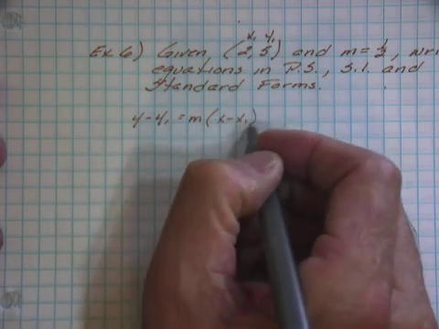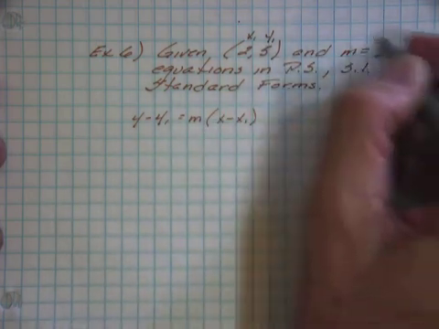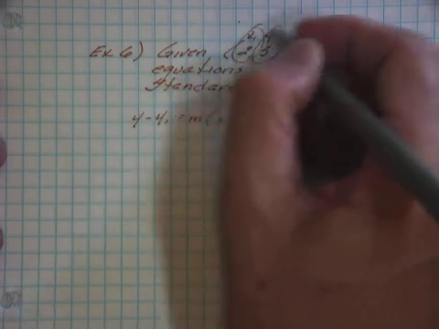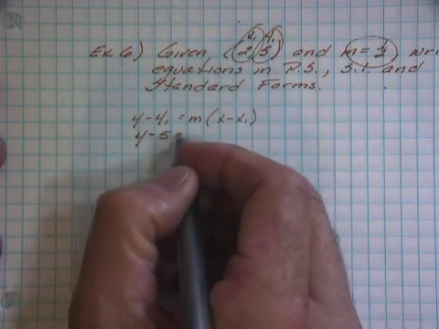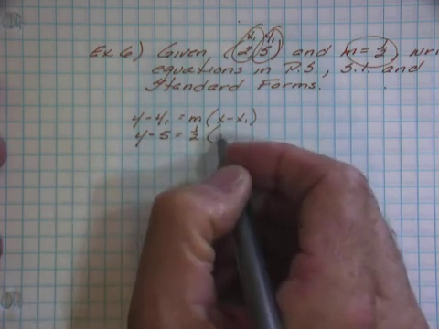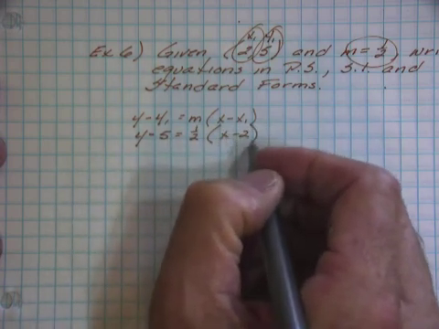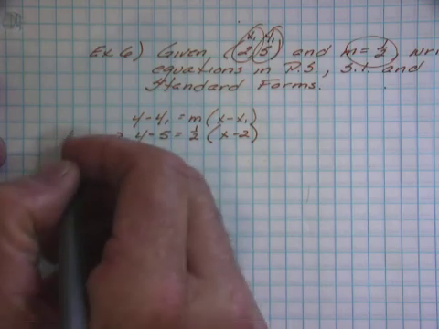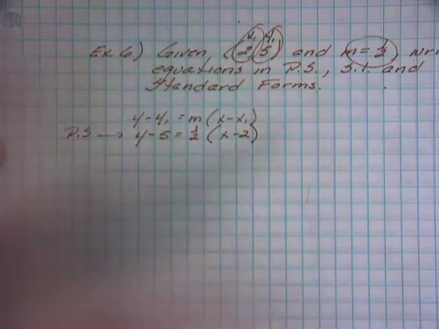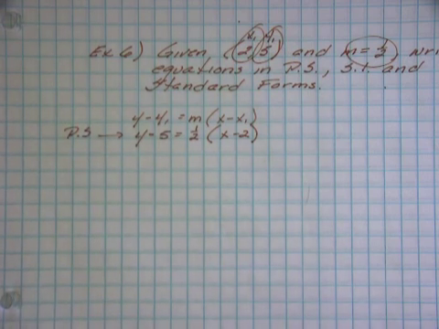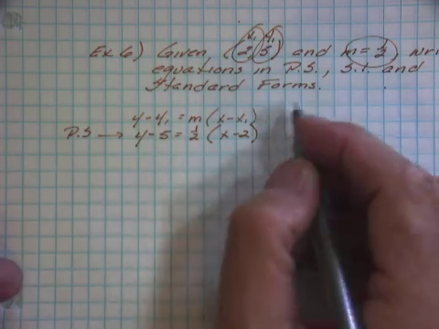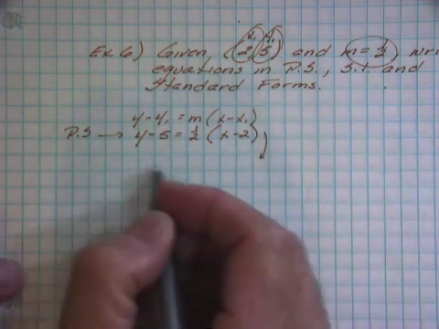point slope form. 2 is my x1, and 5 is my y1. So y minus y sub 1 equals m times x minus x sub 1. And I can plug in the information. There's the slope, there's the x, there's the y. So y minus 5 equals 1/2 times x minus 2. Done. That is point slope form. Okay, so we've got the first one.